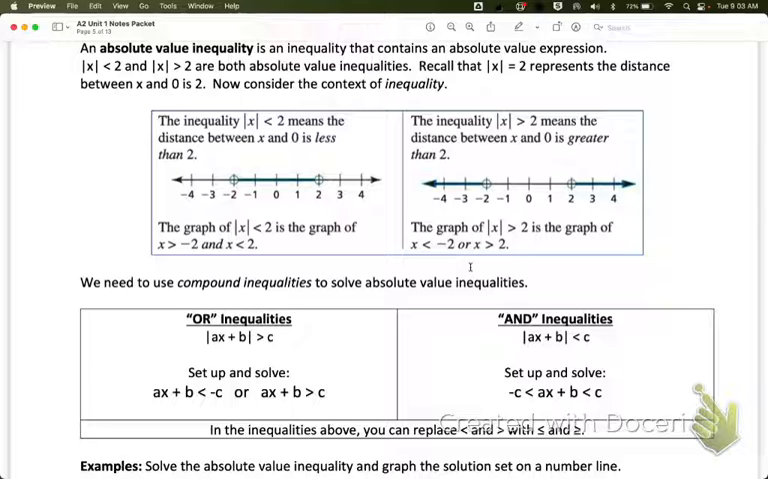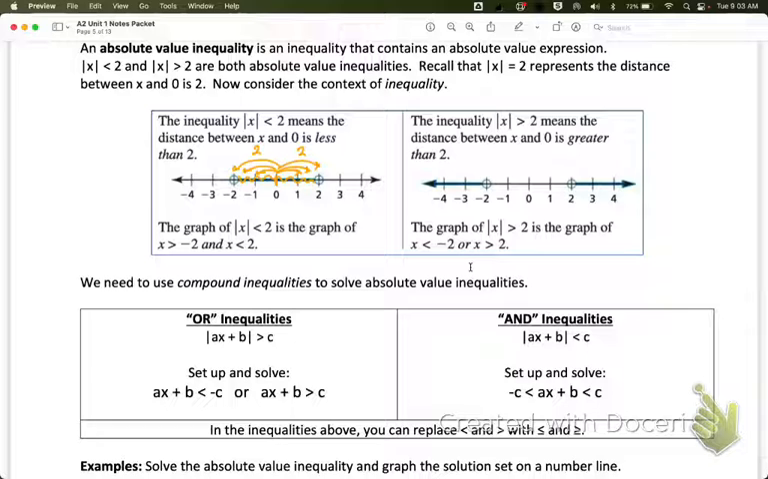So let's think about this for a second. We're counting from 0, we can go 2 to the right or we can go 2 to the left. If my distance is less than 2, maybe I want to go 1.5 to the right or 1.5 to the left, or maybe I want to go 1 to the right or 1 to the left. So that's why I end up in this region here that is in between.